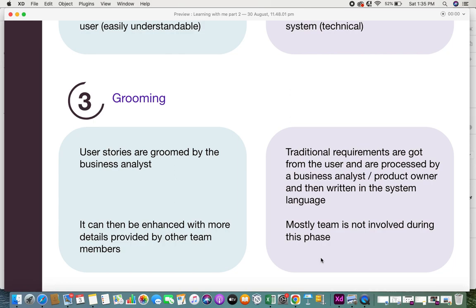So these are some differences between user stories and traditional requirements. I hope you got some understanding of the differences between them. To sum up, both are requirements, but the way you collect these requirements, who manages them, and how you write them down is what varies.